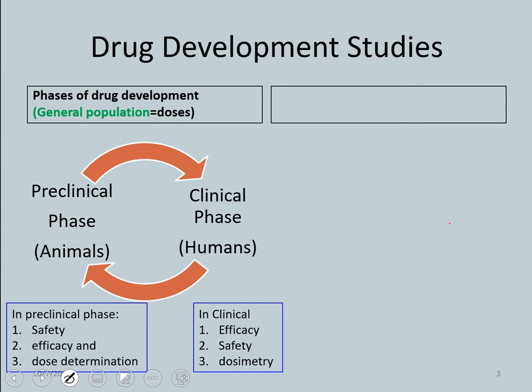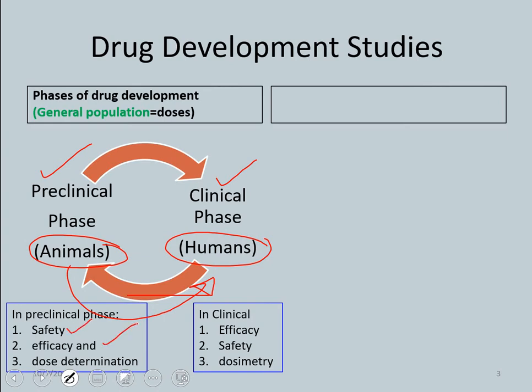This slide shows the drug development studies, which are usually carried out in the preclinical phase and the clinical phase. The preclinical phase is carried out in experimental animals, whereas the clinical phase is carried out in human beings. Therefore, the results of animal studies are translated to humans, so new drug development involves the flavor of translational medicine. In the preclinical phase, the focus is primarily on safety, then efficacy, and then dosimetry.